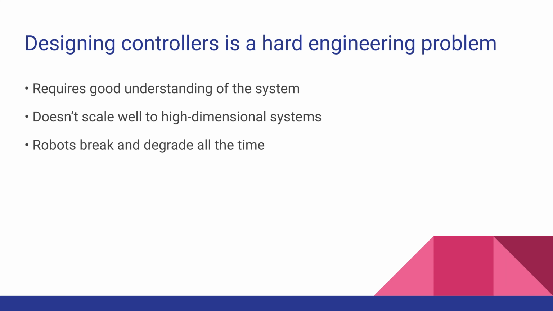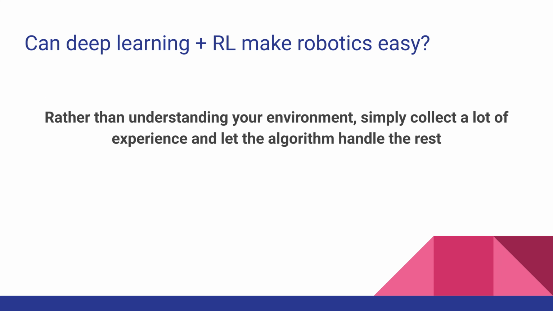The systems are highly high dimensional and highly dynamic, right? Plus they also evolve, they change over time because they break and they degrade all the time, right? So it is very difficult to design controllers for real life robots. Moreover, people say that can we use deep learning or reinforcement learning to have something that is more model free, and we don't have to rely on the model of the robot, and we simply collect a lot of data, a lot of experience, and then let the algorithm handle the rest.